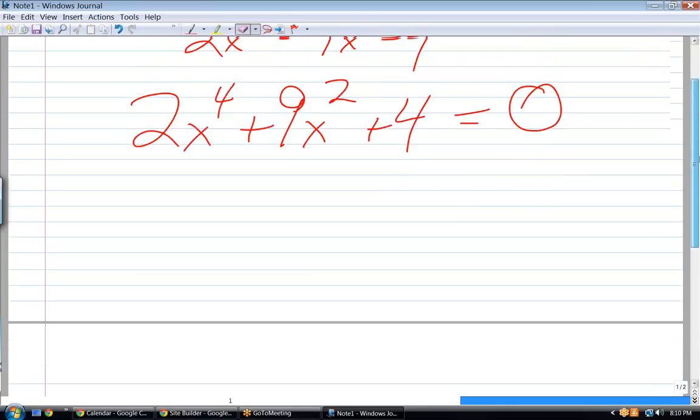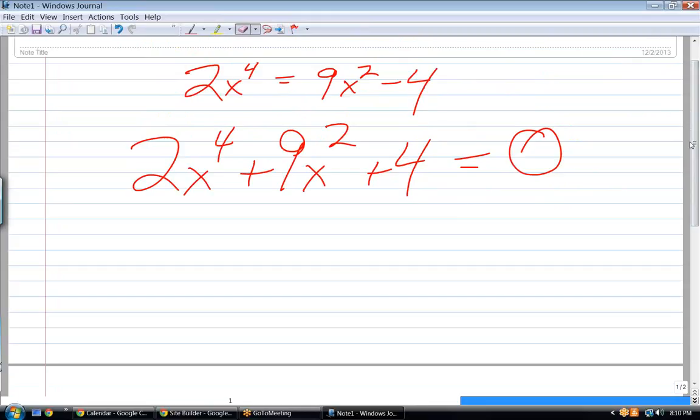What was the problem? 2x to the fourth equals 9x squared minus 4. But what was the question they wanted? What they want you to do? List all possible rational roots, and find any actual roots. All right, so we didn't find any rational roots, and we tried all the possibilities.